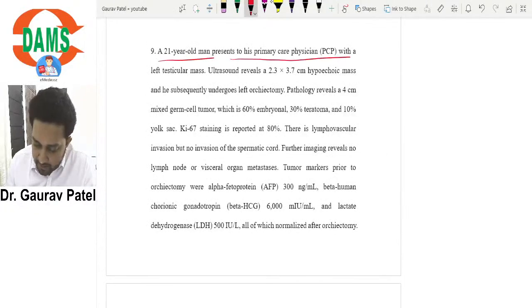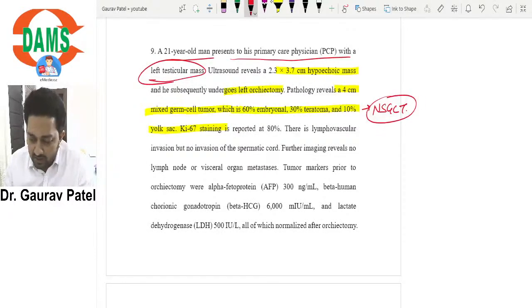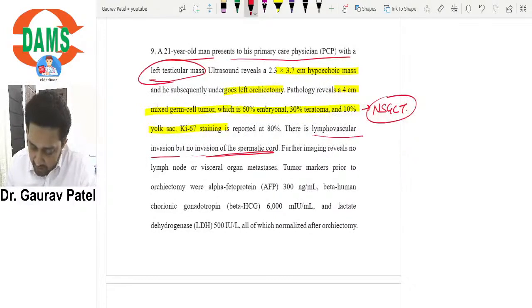A 21-year-old man presents with a left testicular mass. Ultrasound reveals a hypoechoic mass. He undergoes left orchidectomy. A 4 centimeter mixed germ cell tumor. Okay, so all these things will tell this is a non-seminomatous germ cell tumor. Any mixed tumor is a non-seminomatous germ cell tumor. The lymphovascular invasion is seen, but no invasion to the spermatic cord.